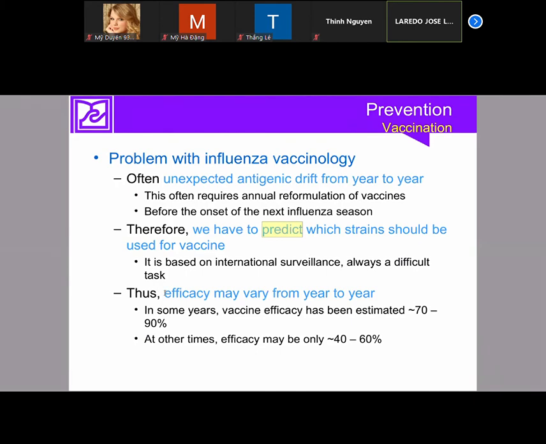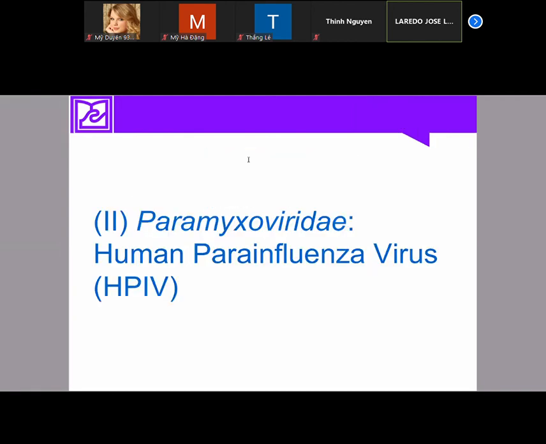So the efficacy of the vaccine changes from year to year. Some years we are very lucky and the vaccine works between 70 to 90%. However, other times the efficacy is very low, between 40 to 60%, because influenza changes very quickly.